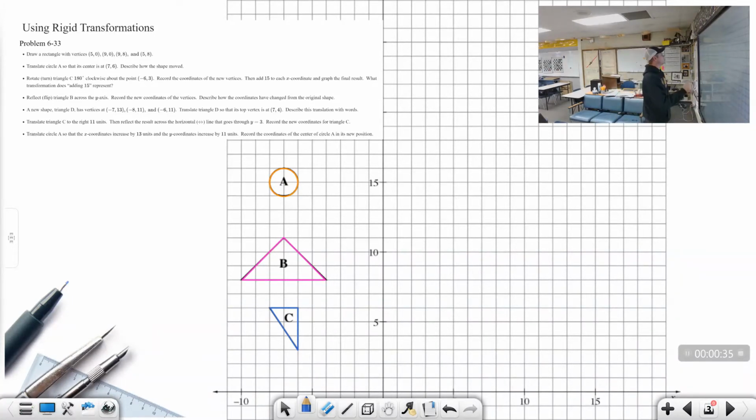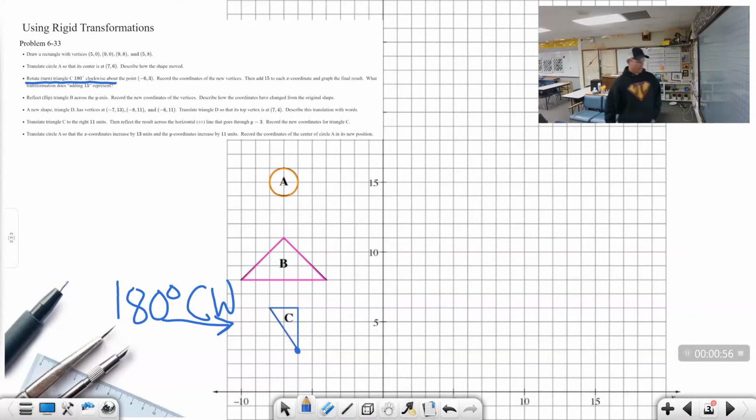So I want you to notice in this problem, we have a turn, a rotation right here. It says rotate triangle C 180 degrees clockwise about the point -6, 3. -6, 3. Okay, so notice I went ahead and put the point of rotation on the triangle so that I remember where this point goes.